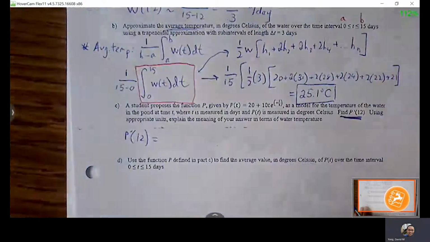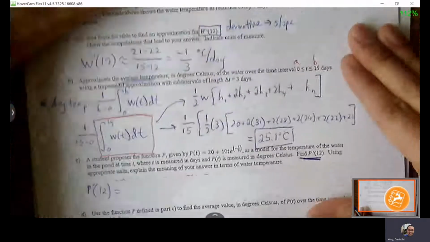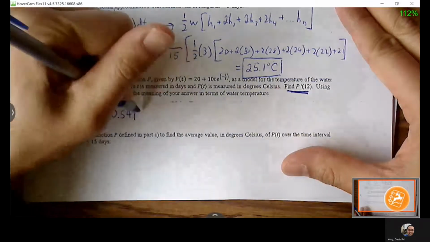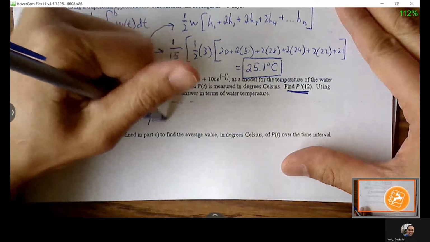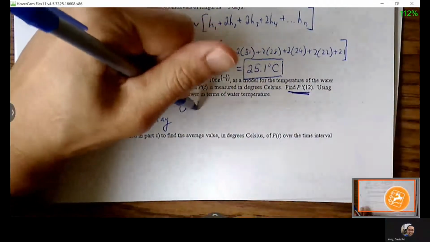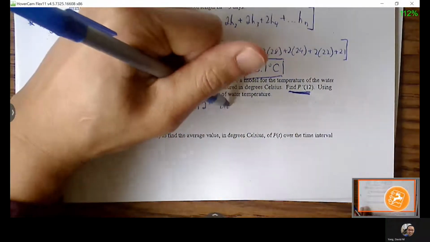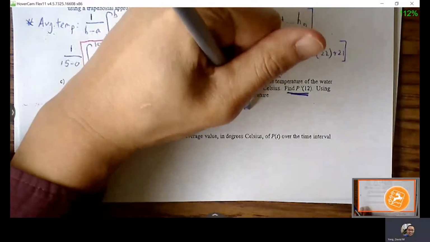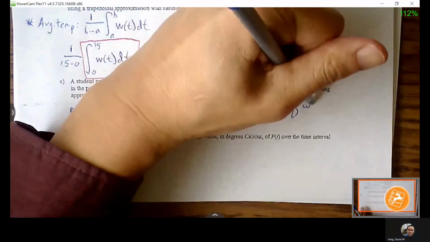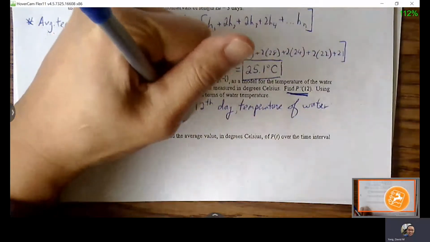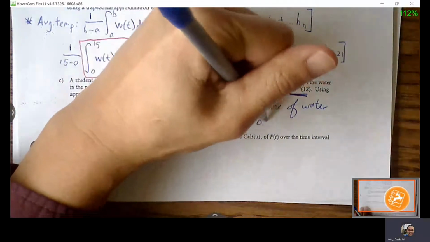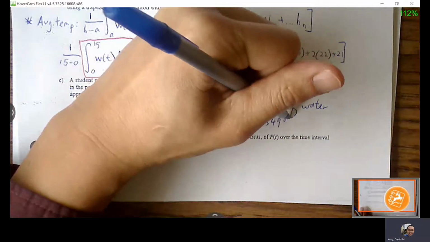So we have a more accurate result. Before, our approximation was negative 1/3, but now we have an exact rate of change. So we know that on the 12th day, the temperature of the water is decreasing at negative 0.549 degrees Celsius per day.